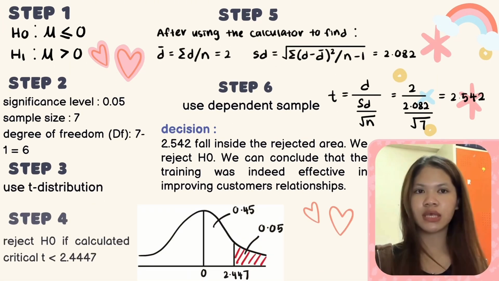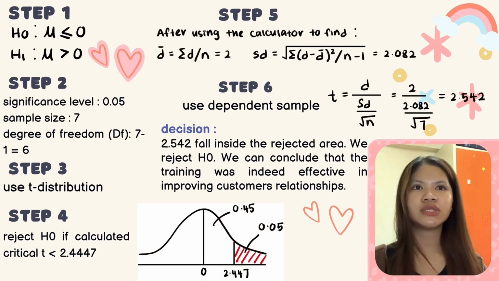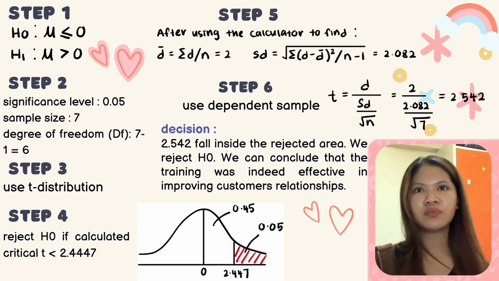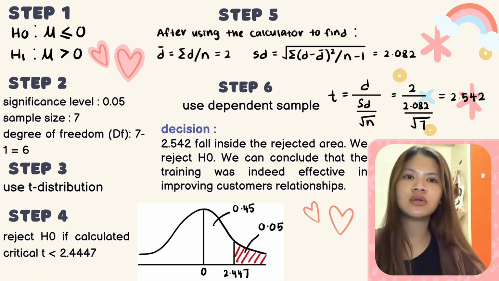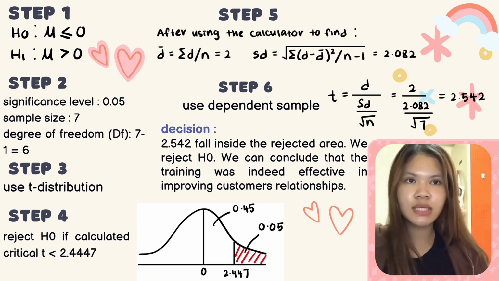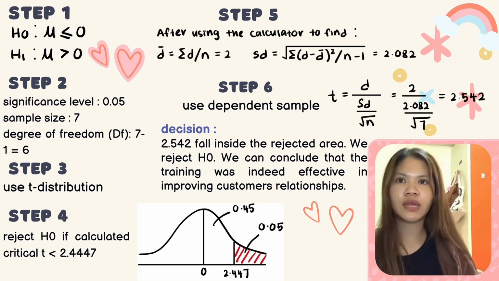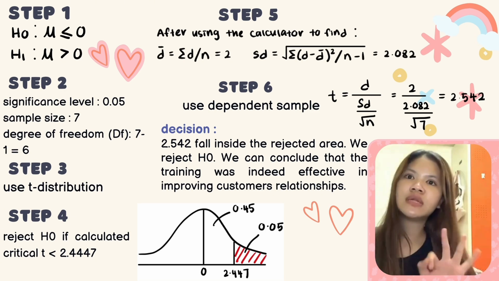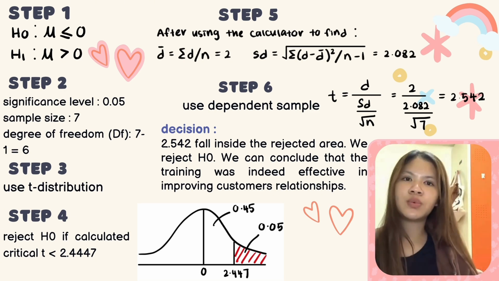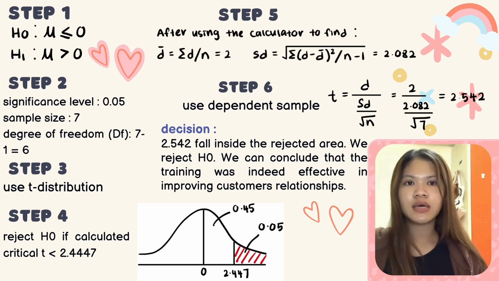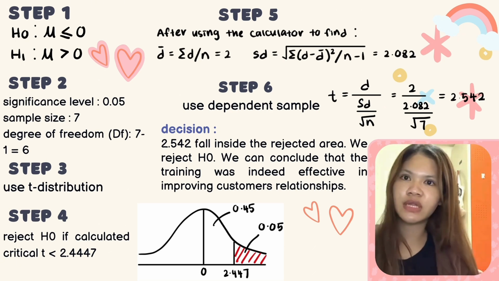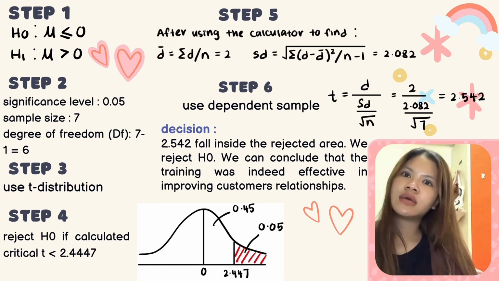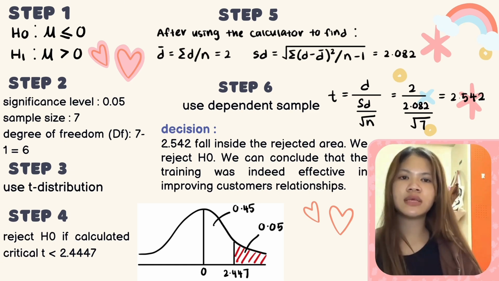Since the keyword is effective, we state that H0 is mu less than or equal to 0 and H1 is mu more than 0. The significance level for step 2 is 0.05. Sample size is 7, so the degrees of freedom is 6. Step 3, we will use the t-test. The fourth step is our critical t-value is 2.447 and we will reject H0 if our calculated t-value exceeds this.